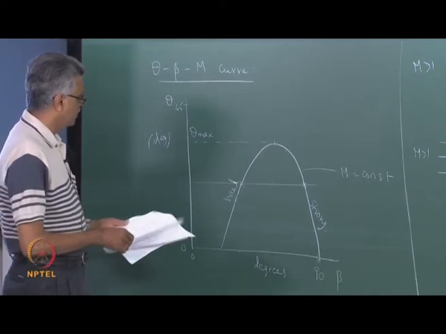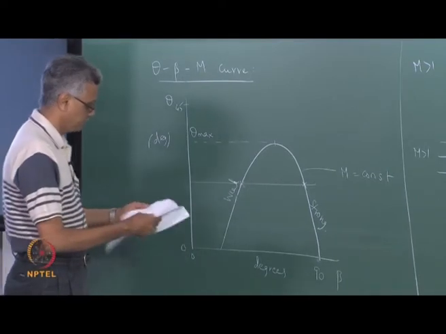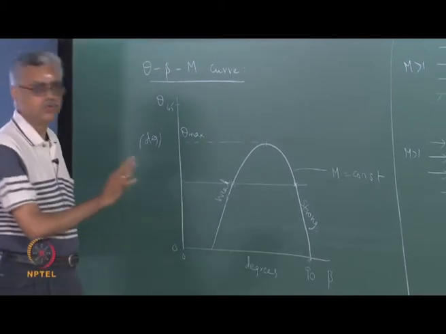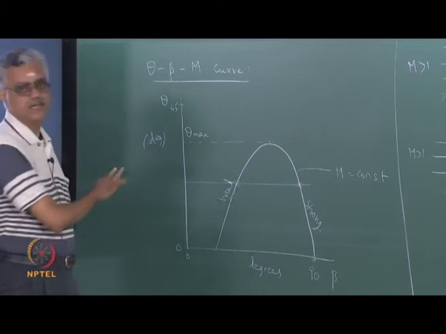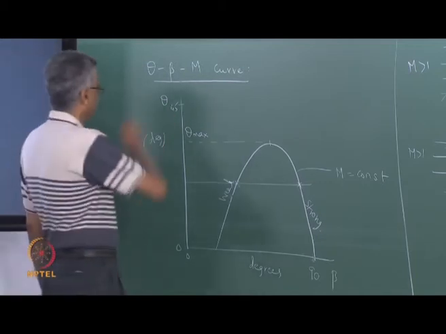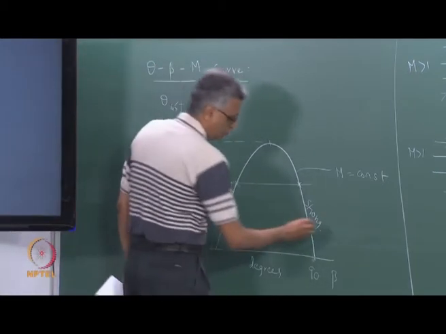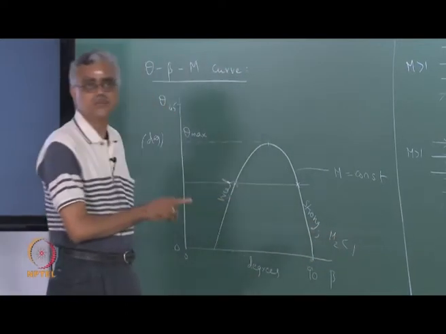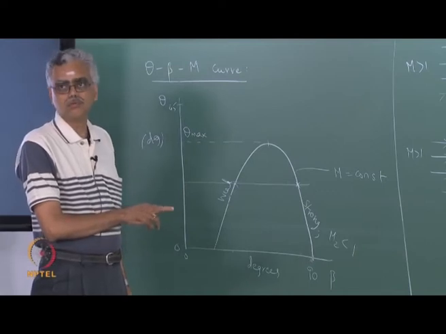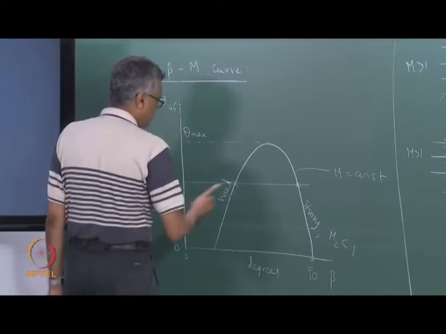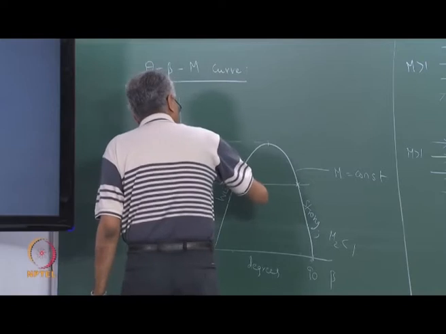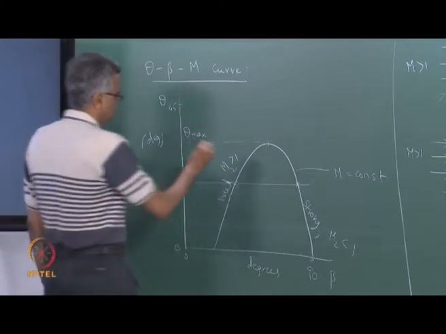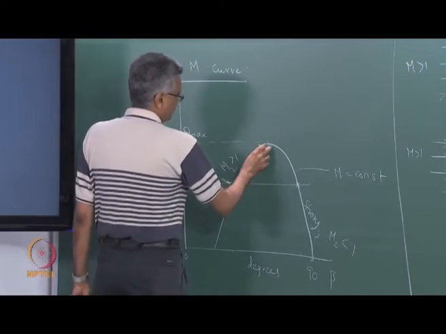Now the third point is the following: for the strong shock solution, M2 is always less than 1. Remember, M1 is greater than 1 for both sides, right? M1 is greater than 1 for both sides. For the strong shock solution, M2 is always less than 1, and for the weak shock solution, M2 is greater than 1 except very close to the maximum value.